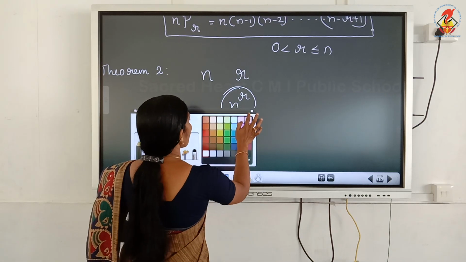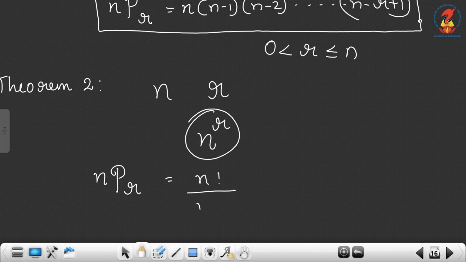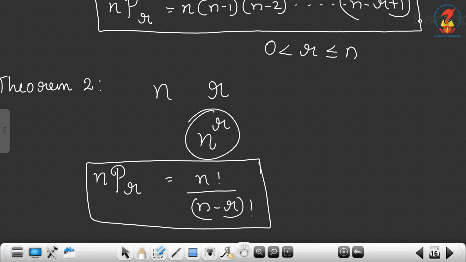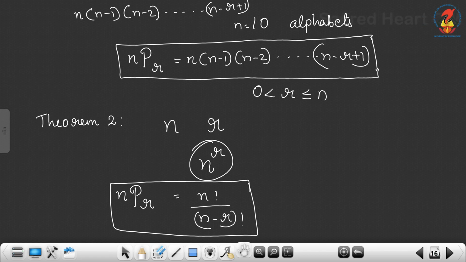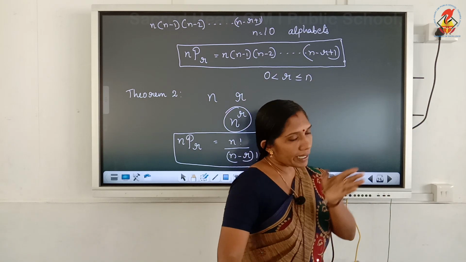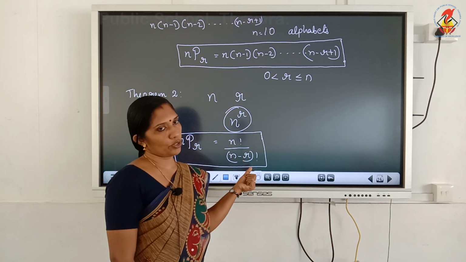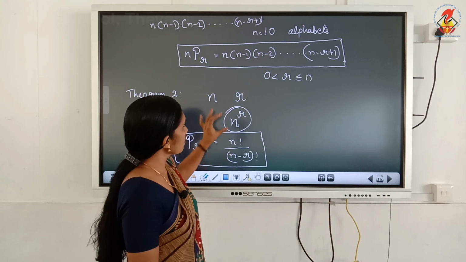Then these values also you have to learn. What is nP0? That is, here the r value is 0. And before that, nPr. This proof you do not need to learn, it is deleted. So you have to learn only the result. Look, nPr, that is n into n minus 1 into n minus 2 up to n minus r plus 1. Another way we express it is factorial n by factorial n minus r. When we simplify this we get the same result.